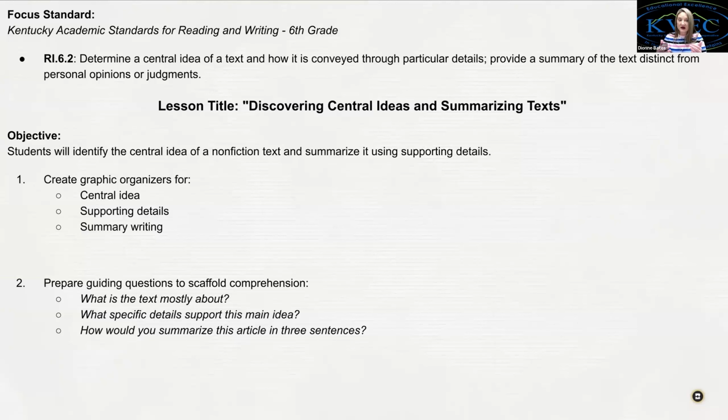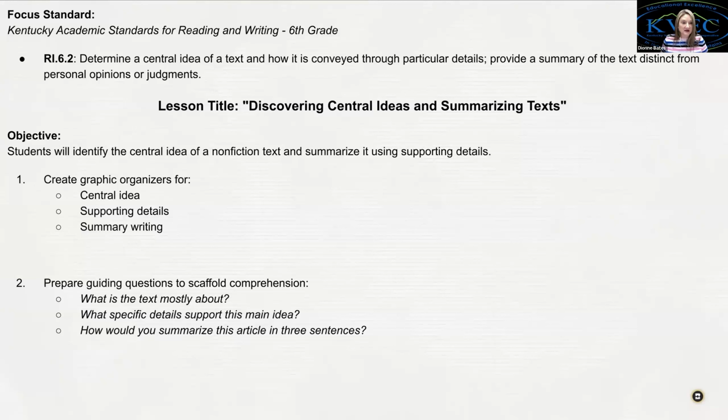I may have to break that into just central idea, because central idea and summarizing text, that's a lot. That's two skills that kids have to be able to do. So I may think about how I can scaffold that out so that I don't give them all of that in that one setting.